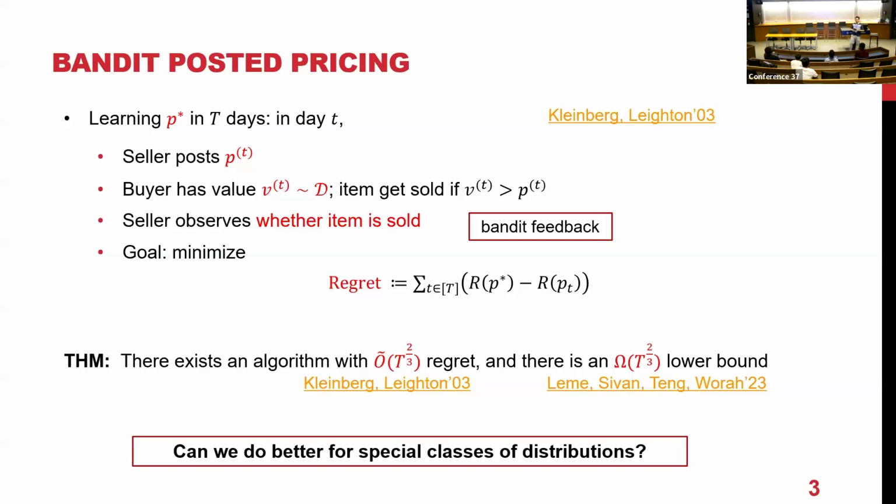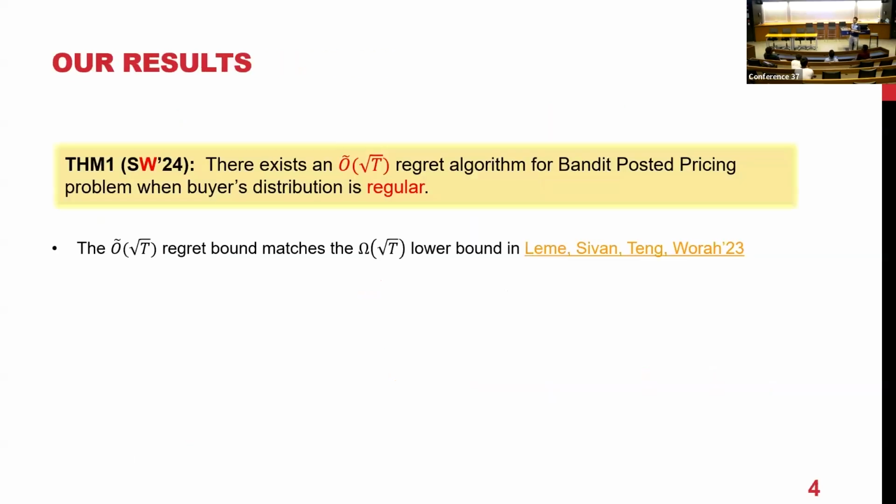In this talk, we will be focusing on some specific details of this bandit posted pricing problem. Basically, we want to ask: can we achieve a better regret bound, assuming that we have some special classes of distributions? Or to be more specific, we want to ask the following question: can we achieve a better regret bound specifically for the regular buyer? And our main result is to show that this is possible.